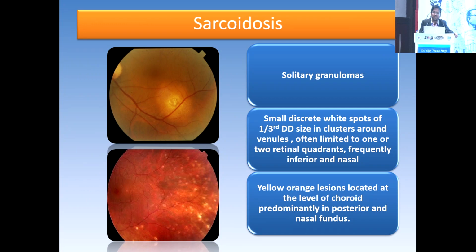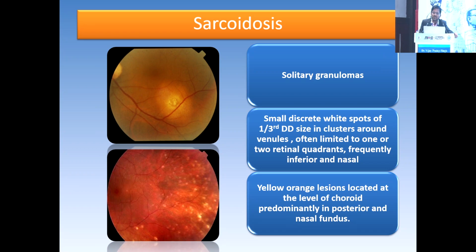Sarcoidosis closely mimics tuberculosis, and they can present as a solitary granuloma, but in the majority of patients, the lesions are usually small, discrete white spots of one-third disc diameter to pinhead size in clusters around the venules and often limited to 1 or 2 retinal quadrants, frequently inferior and nasally.